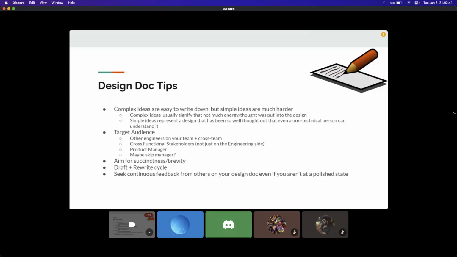Because good writing can't come out in 24 hours. It takes time, and it takes time for the ideas to marinate. So the draft plus rewrite cycle is something you should be grateful for and definitely take full advantage of. And the last tip is seeking continuous feedback from others on your design, even if you aren't at a polished state, is very important, right?